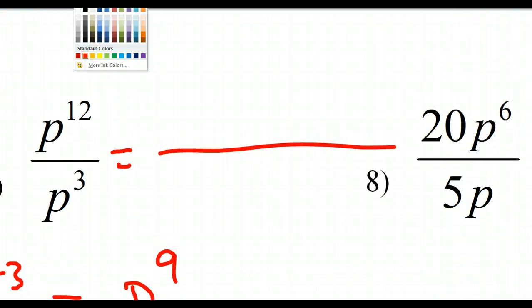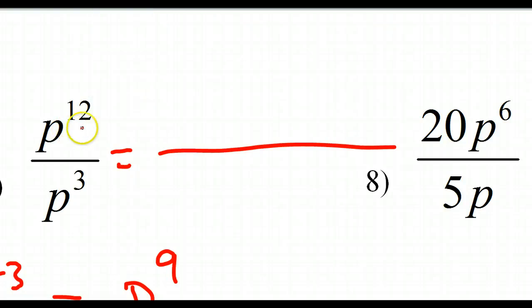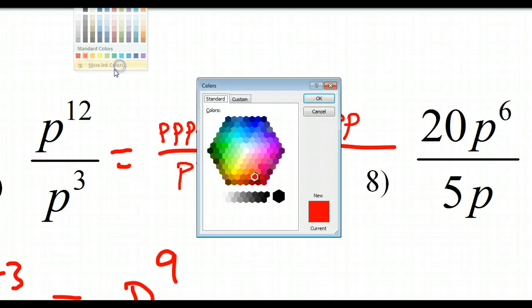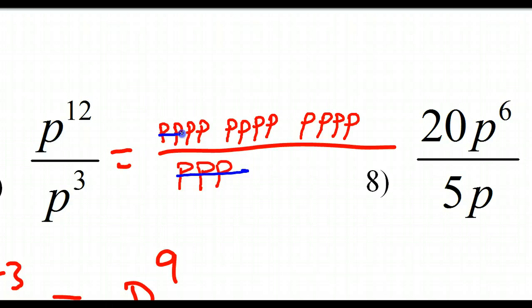P to the 12th power is 12 p's. 1, 2, 3, 4, 5, 6, 7, 8, 9, 10, 11, 12. All right, that's p to the 12th power. P to the 3rd power is p p p. All right, if these 3 p's in the bottom cancel out 3 of these p's, then you see what's left is 9 p's.